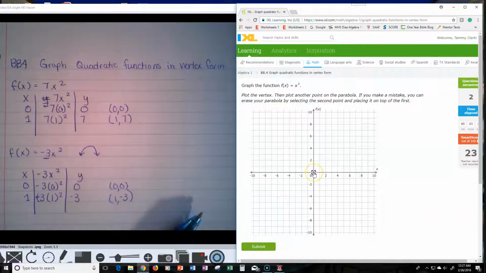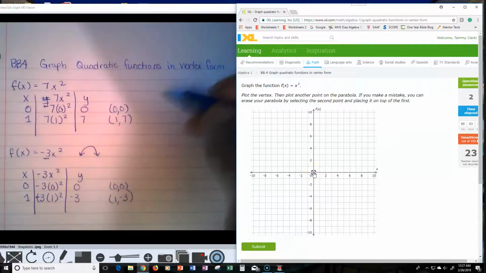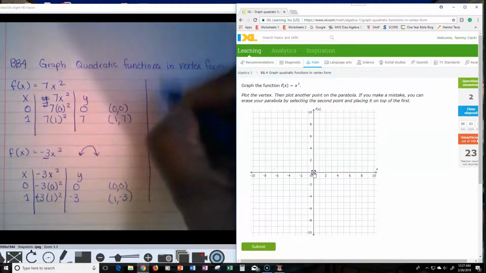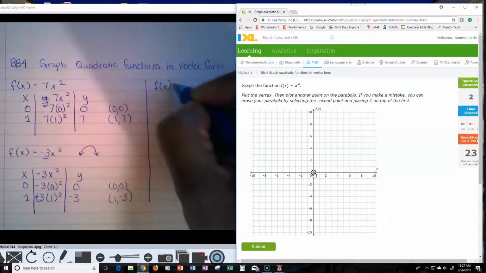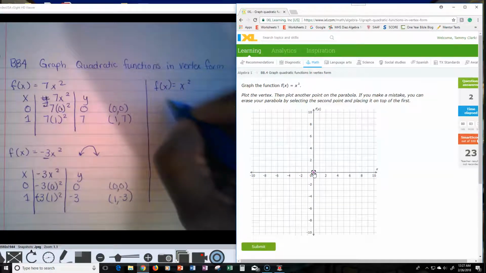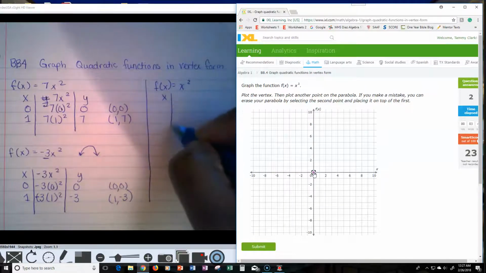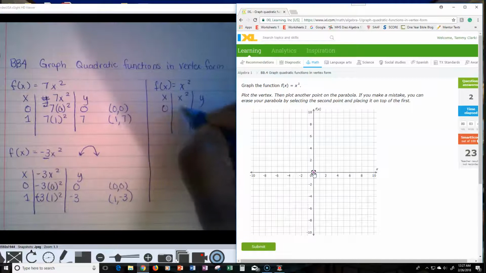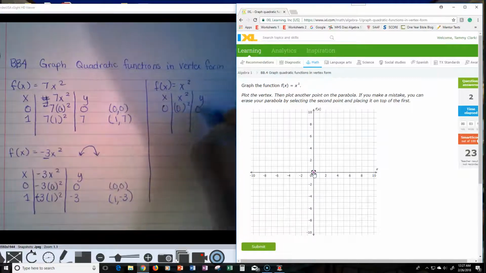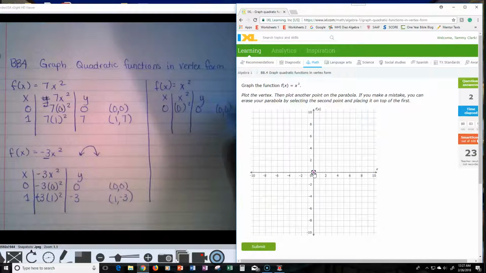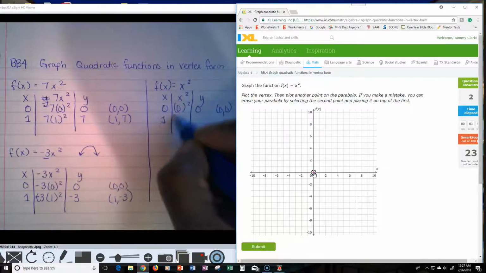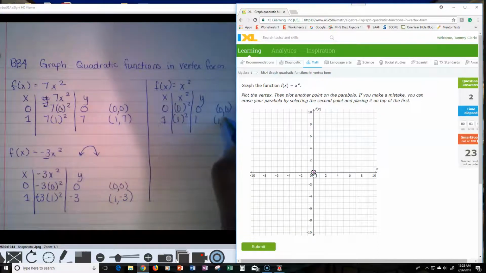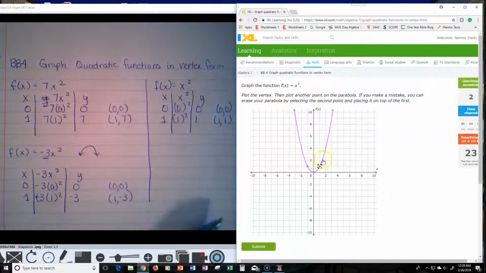X squared, that's just the regular parent function. So I'm going to write that over here. F of x is equal to x squared, and again x, and then x squared, and then y. So let's use 0. Well, 0 squared gives us 0, so our ordered pair would be 0, 0. 1 squared would be 1, so that would be 1, 1. And so forth, so on. Now notice how this parabola is a little bit wider than the other ones that we've seen.